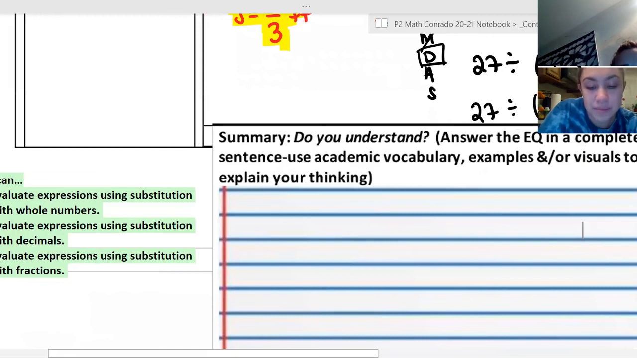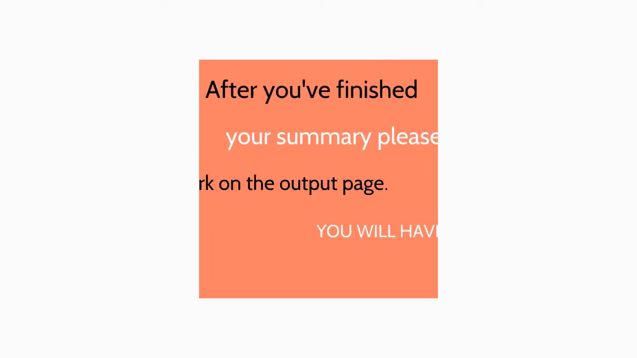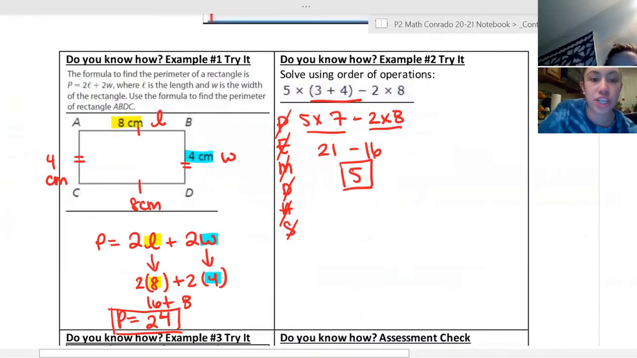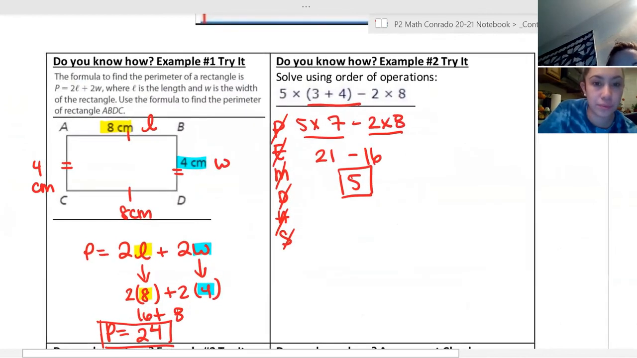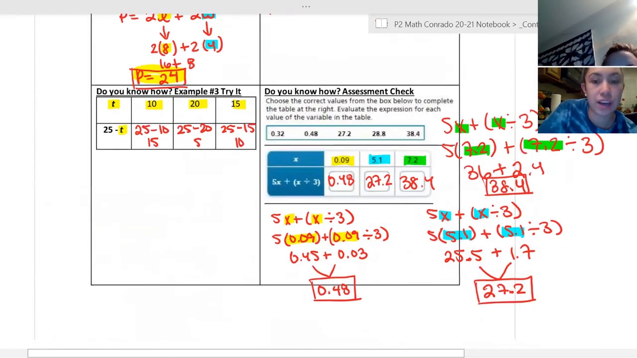Beautiful. Now take a couple of minutes and go ahead and write your summary and answer the essential question. Go ahead and check quadrants 1 and 2. Go ahead and check quadrants 3 and 4.